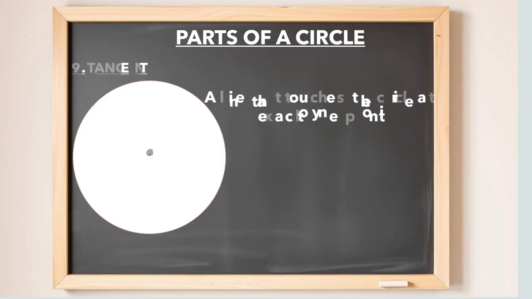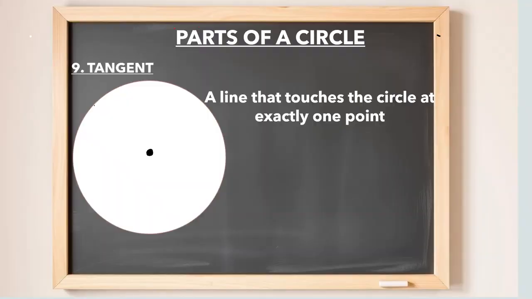Next, we have a tangent. A tangent is a line that touches the circle at exactly 1 point, just 1 point. And this is an example of a tangent. Look at this line. It touches the circle at this point, only this point. So this is called the tangent.